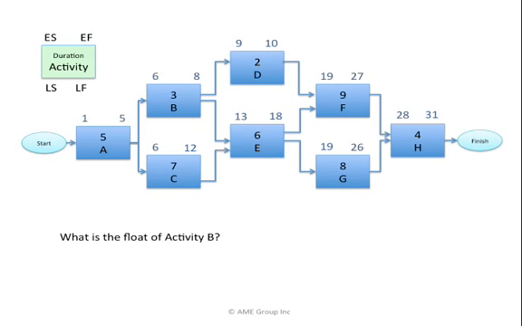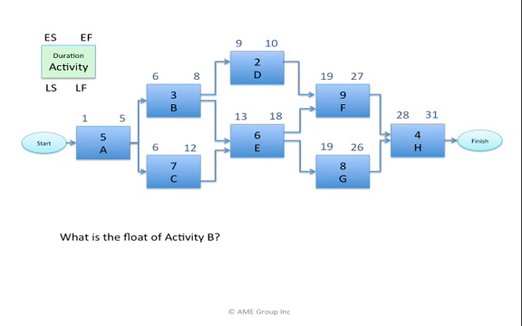The next question we see, what is the float of activity B? First, let's ask, what does the word float really mean? For me, float means flexibility. When we think of the critical path method, float is the difference between the late numbers and the early numbers. Therefore, to calculate float, we need to do a backward pass, at least as far as activity B.